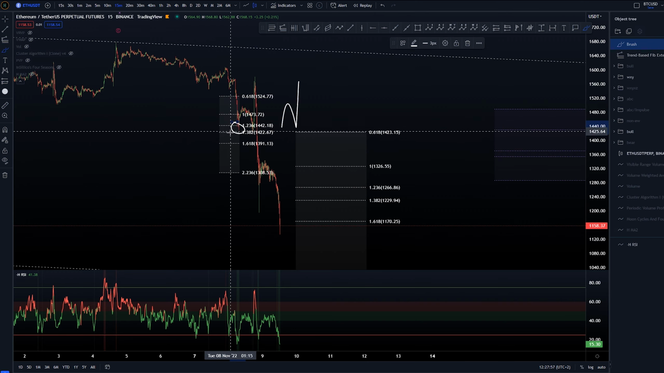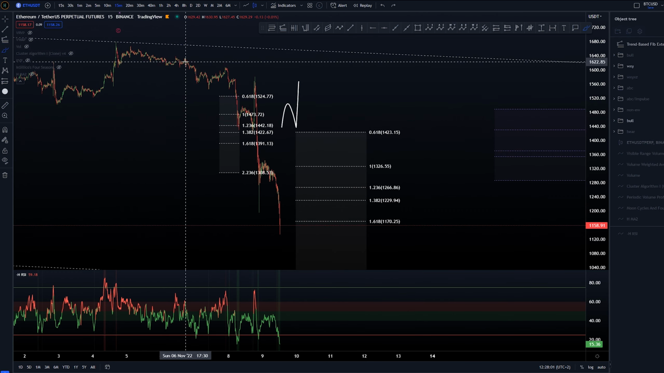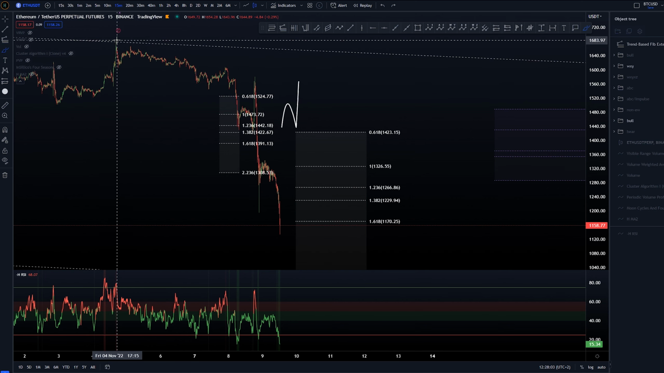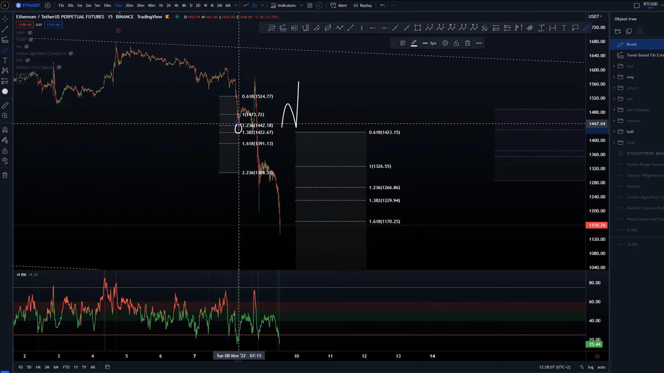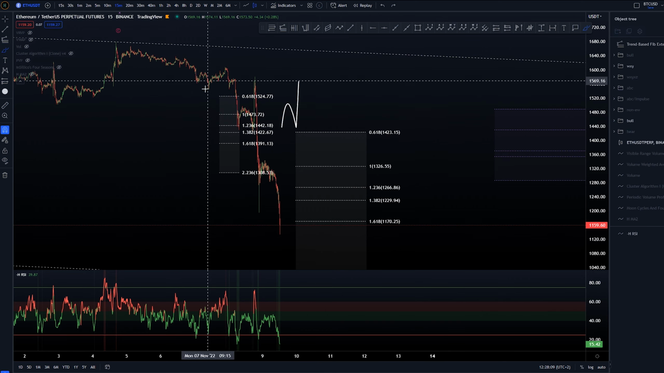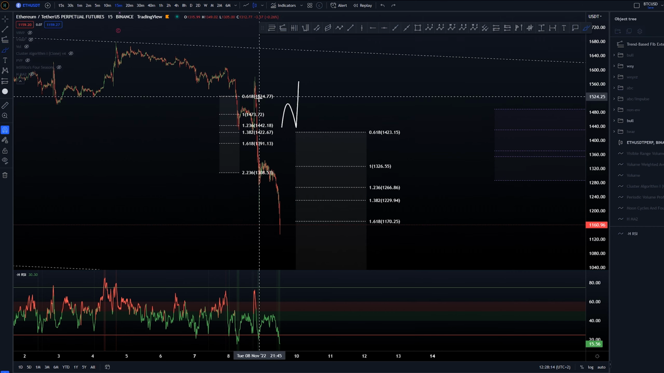Again, these extensions are not very easy to read, and I guess there could be some options to label this as some kind of five-way structure into these lows, but I just don't see it that easily. On Bitcoin it was a bit better looking, but here on ETH it is not.